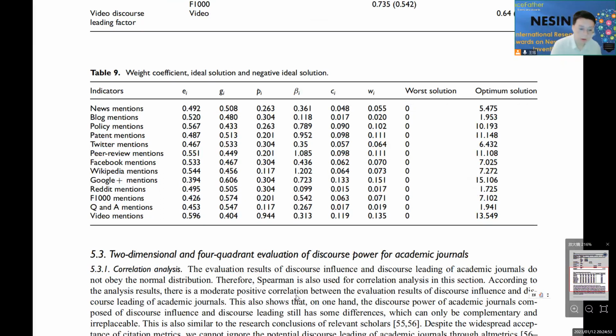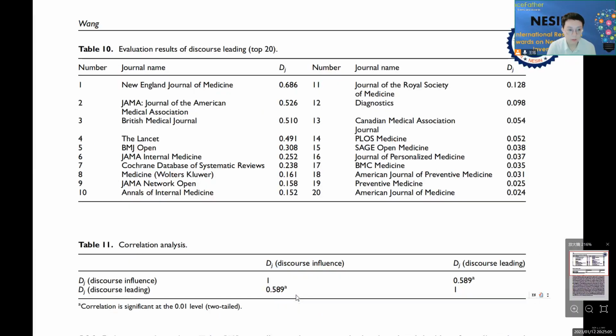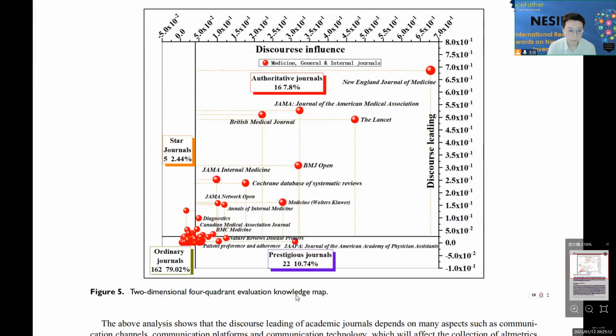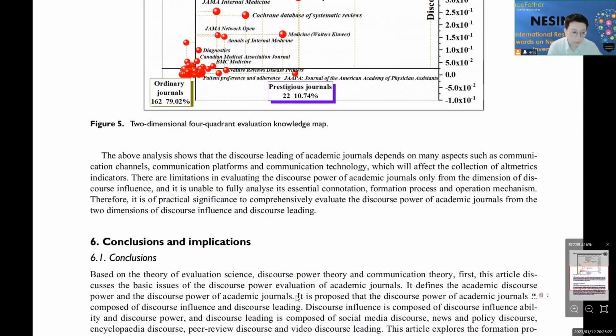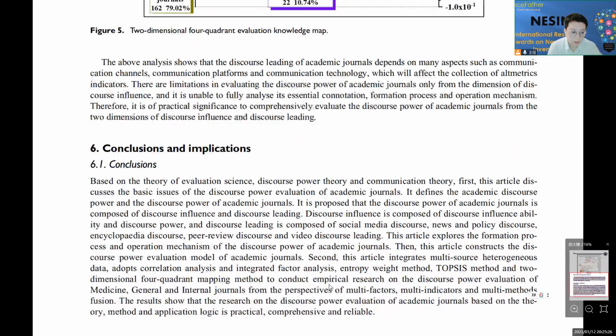5.3 is the two-dimensional four-quadrant evaluation of discourse power for academic journals. The first is the correlation analysis. Table 11 is correlation analysis. Figure 5 is the two-dimensional four-quadrant evaluation knowledge map. So the last part is the conclusions and the implications.